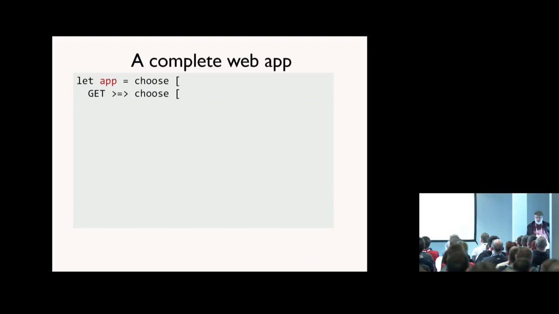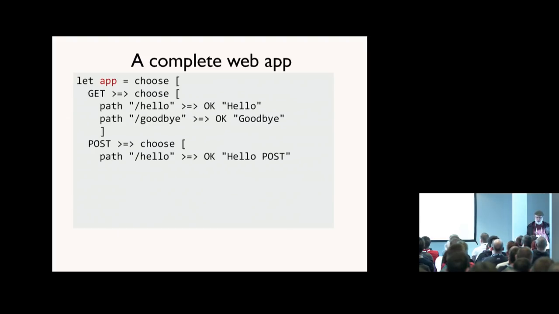So we're going to choose between get with two cases and post with two cases. So now if the input is post, the whole get thing is going to fail and it's going to drop down to the post. If the get does work, it's going to look at the path and it's either going to be hello or goodbye. If it's not hello, it's going to drop down to the goodbye, and if that works, it's going to say okay. So this is a complete web application written using web parts, composing web parts together to make bigger and bigger web parts. Just like the Lego, just like everything else, okay?